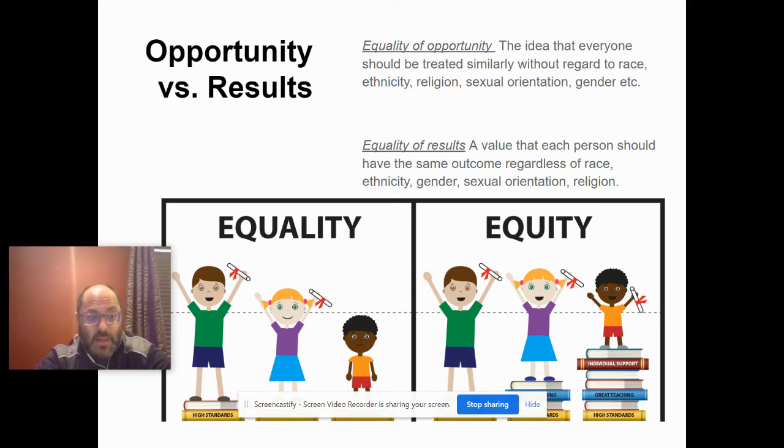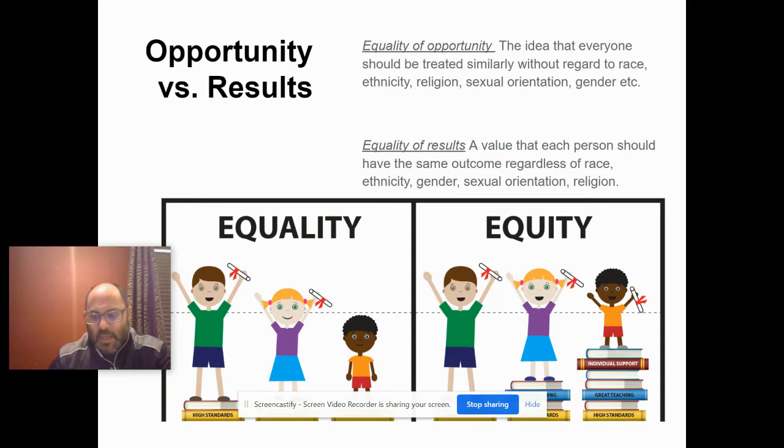It's equality of results. They both are going to be able to play basketball, but they're not going to play basketball in the same exact way. If you are dyslexic, there are going to be modifications made to your assignment. The person who's not dyslexic doesn't get those modifications. Well, that's not equality of opportunity. That's not equal, exactly the same. But no one thinks that's not fair.